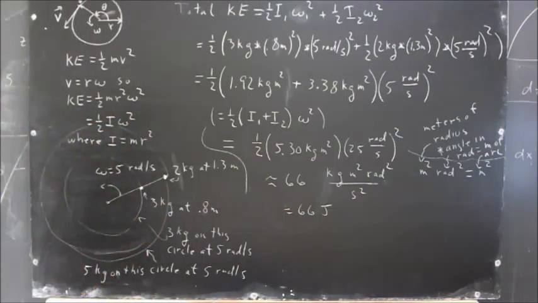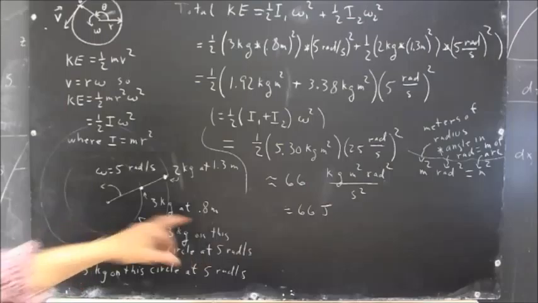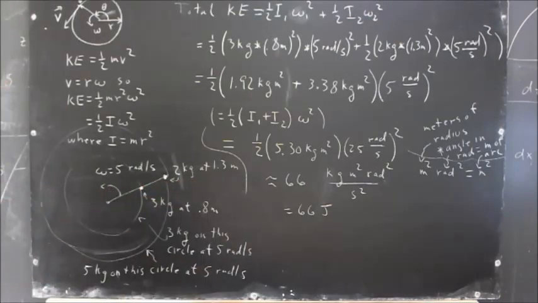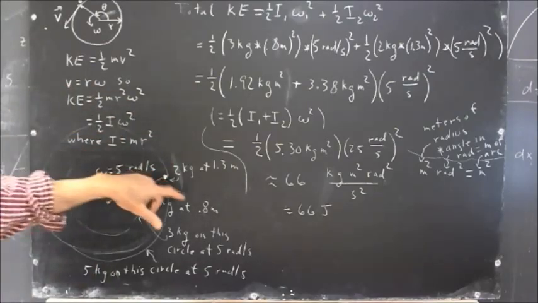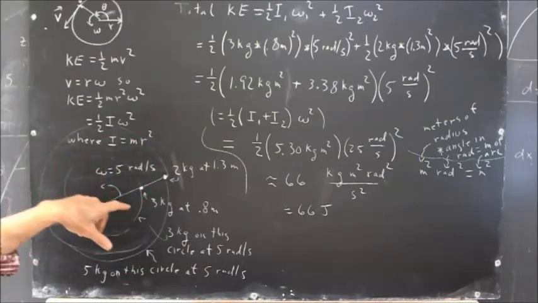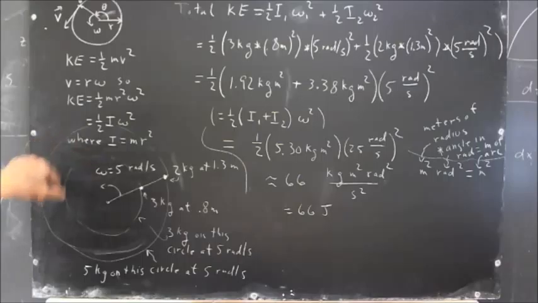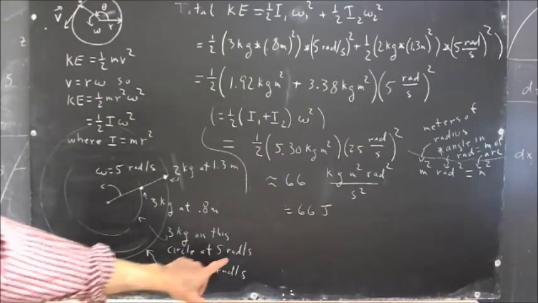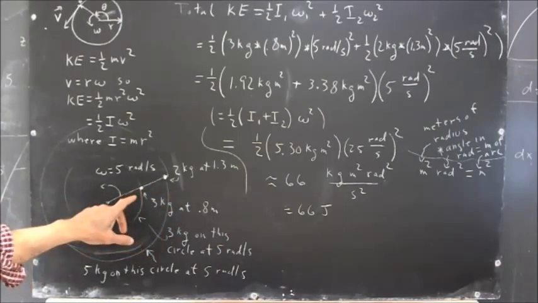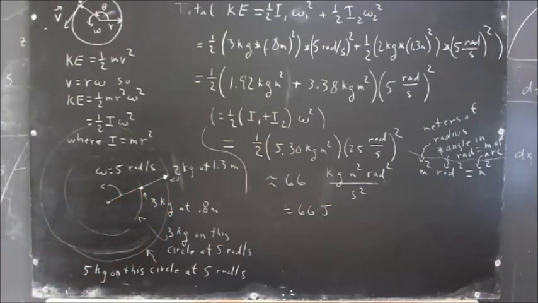And let's say that the 3 kilogram object at 0.8 meters and the 2 kilogram object at 1.3 meters are connected by some massless rod so that they're one system. So what we have is the 2 kilograms moving around the 1.3 meter circle and the 3 kilograms around the 0.8 meter circle, both at 5 radians per second. Obviously, the 2 kilogram object will be moving faster than the 3 kilogram object.